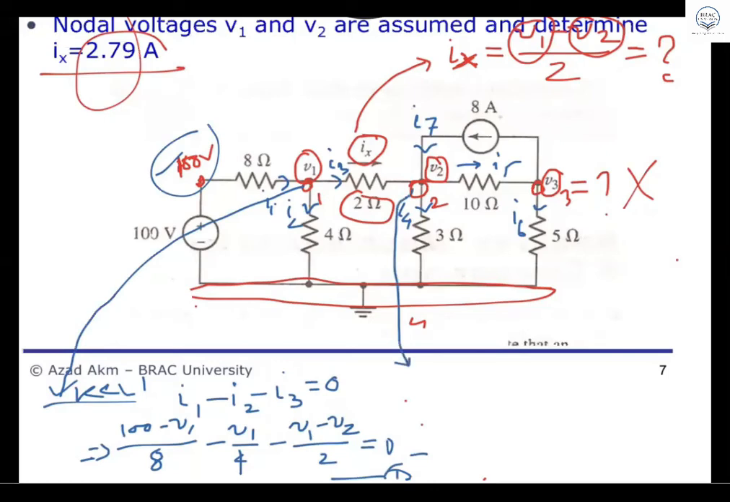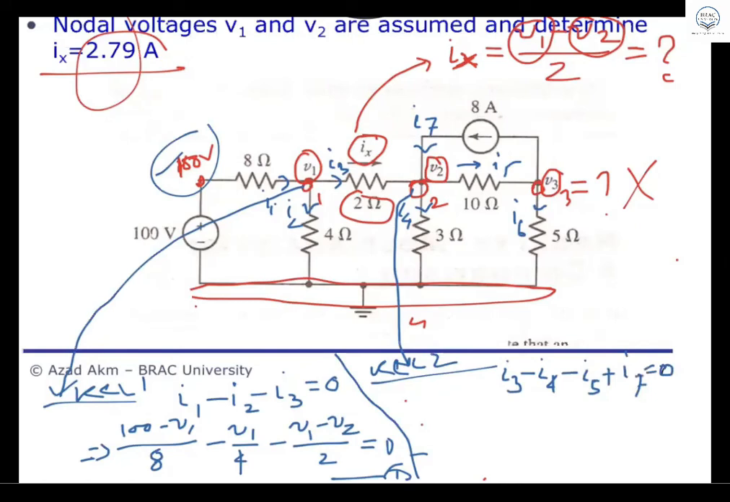KCL2. If you go for KCL2 here, what will be the equation for KCL2? Let us see, how many currents are involved? A bit faster. How many currents? 4, sir. Now tell me, what is that? I3 minus I4 plus I5 plus I7 equal to 0. Is it okay now?